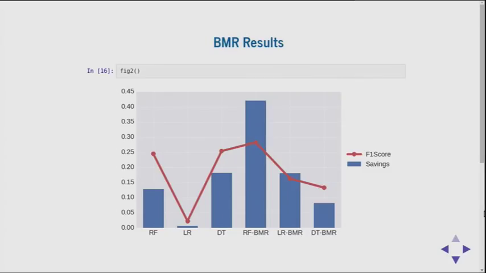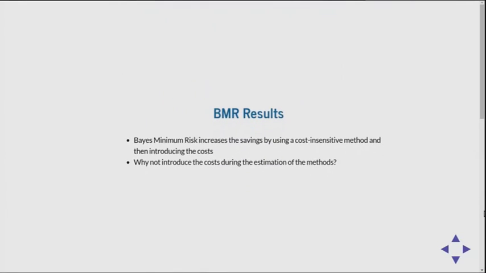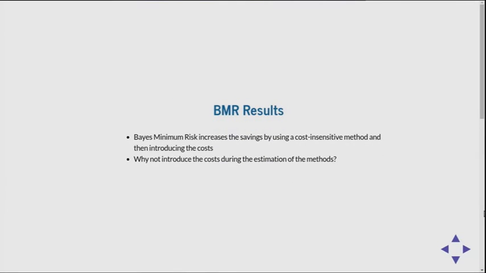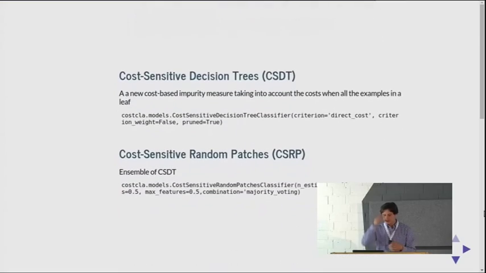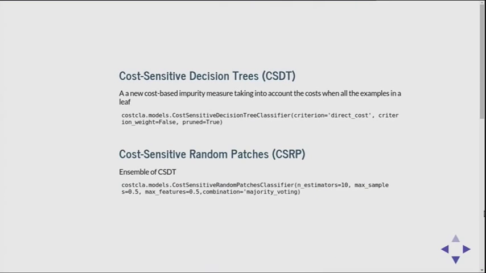I'm going to show the results of two other models, but I'm not going to go that deep into that. So the Bayes minimum risk increased the savings. However, it's only introducing the cost after the algorithm was trained. So why not train the algorithm to actually minimize internally a proxy of the savings? So I did that with two models. One is called cost-sensitive decision trees. The other one is an ensemble of cost-sensitive decision trees.